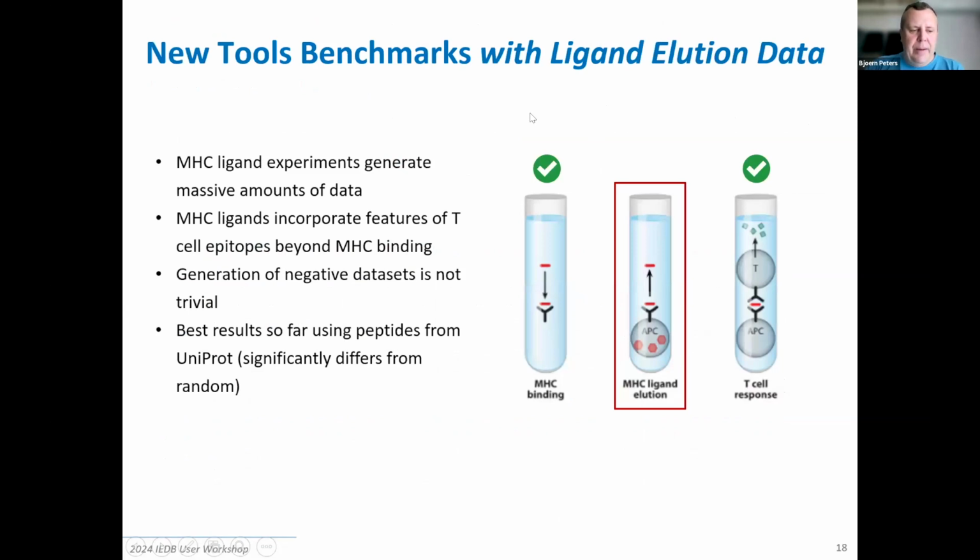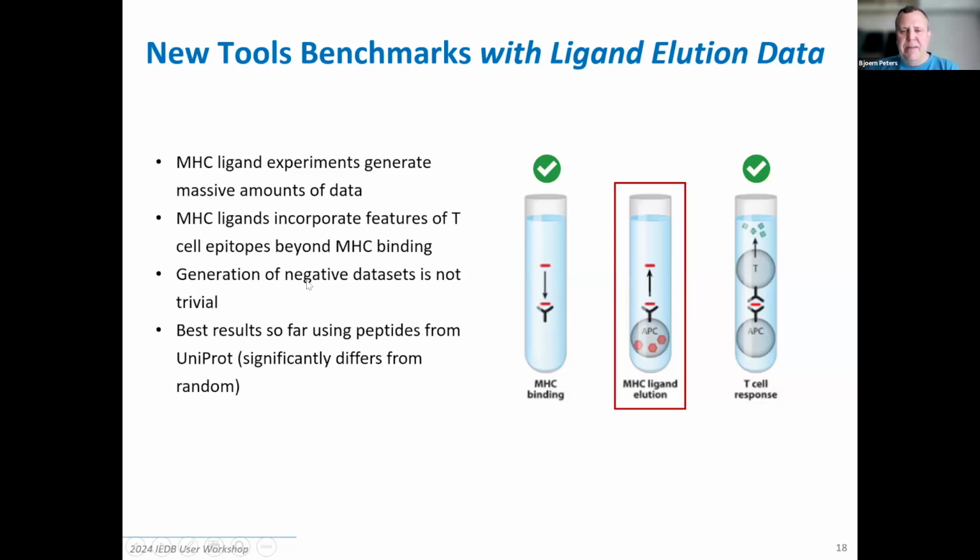So another big change in the T-cell epitope prediction world has been the massive amounts of data that have become available for a while now, based on MHC ligand elution data, where peptides are eluted from the surface of the cell and then identified by mass spec, which gives a massive number of results. And they have been used to train methods very successfully. And we also want to use these in benchmark data sets. So again, this goes beyond MHC binding. This incorporates other factors that are important for a peptide to be recognized.